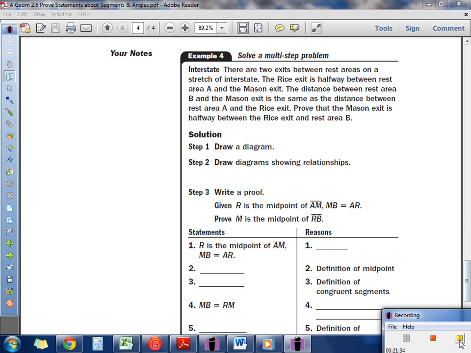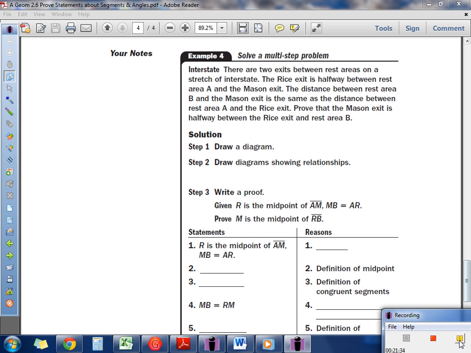Example 4 is our last example we're doing today. It says there are 2 exits between the rest areas on a stretch of interstate. A Rice exit is halfway between rest area A and Mason exit. The distance between rest area B and the Mason exit is the same as the distance between rest area A and the Rice exit. Prove that the Mason exit is halfway between Rice exit and rest area B.